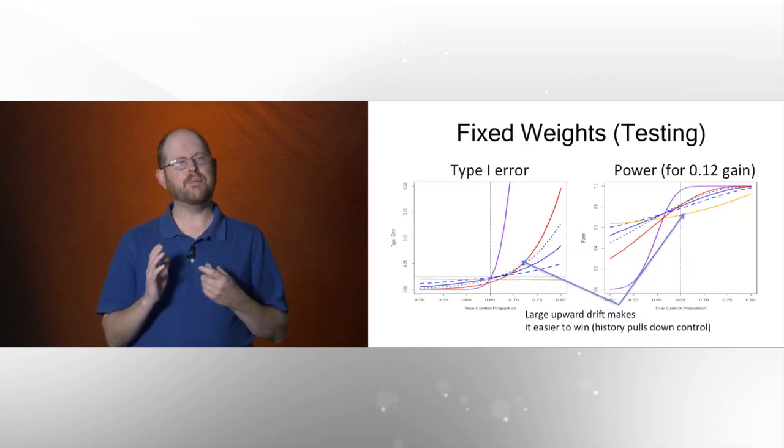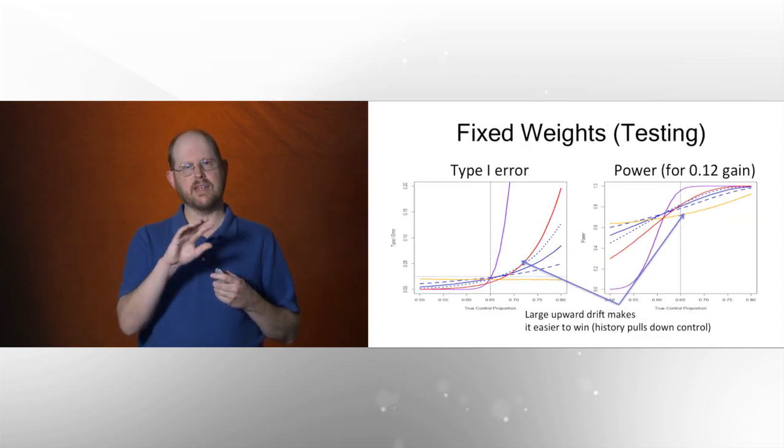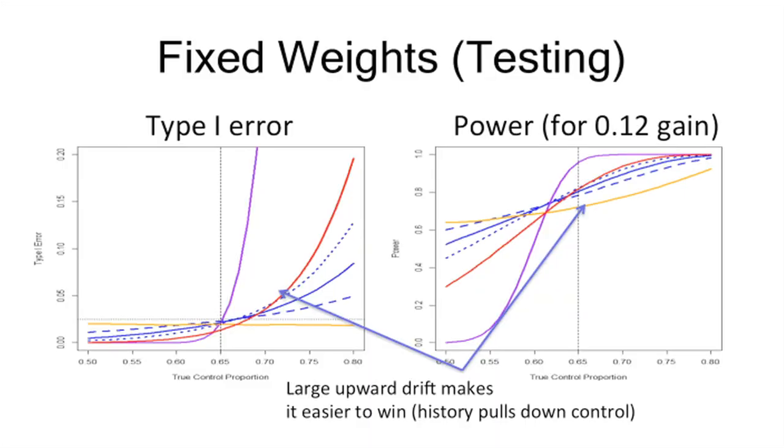In terms of the type 1 error and power, you've got two graphs that you're seeing in front of you. The same color scheme is used. Orange is ignoring history, the blue are reasonable weights, red is pooling, and purple is the single-arm trial. On the left side, you see the type 1 error. On the right side, you see the power. I've powered this for a 12% increase. What you can see is, again, with no drift, things do well. So there's a sweet spot here.